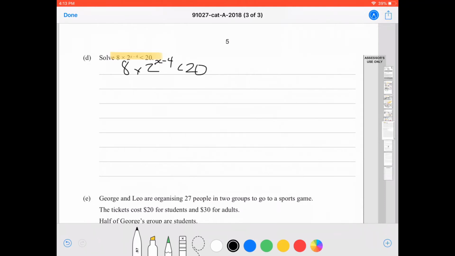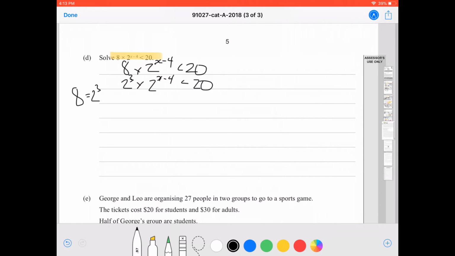Once again, powers of numbers, 2, 3, 4, 5, comes in handy in the MCAT. We know 8 can be written as 2 to the power of 3, and that's exactly what we're going to do. 2 to the power of 3 times 2 to the power of x minus 4 is less than 20.